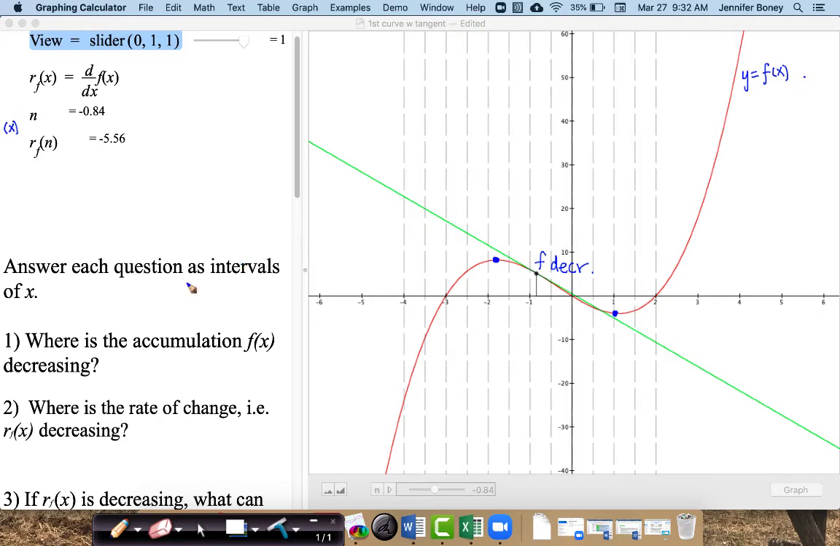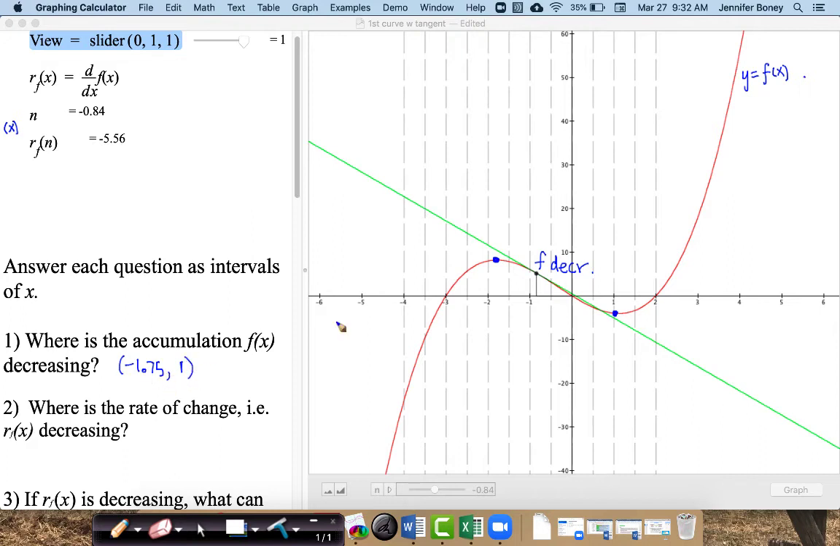If I wanted to describe that interval of x, I know I can use this and scroll around, get more precise, but really I'd want to solve for those locations, those boundary values. But where f is decreasing is about negative 1.75, I'd say, through 1. So negative 1.75 through positive 1.